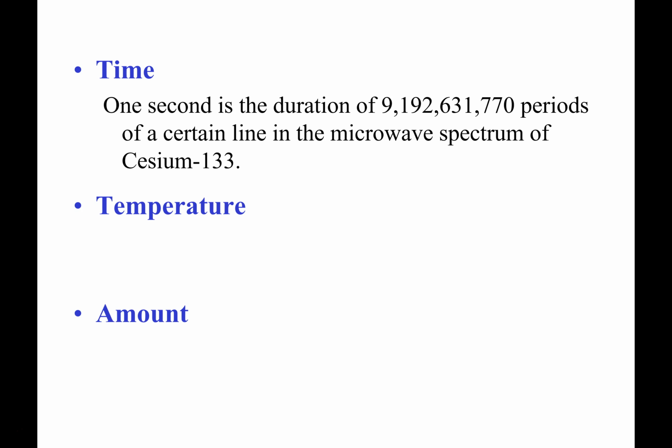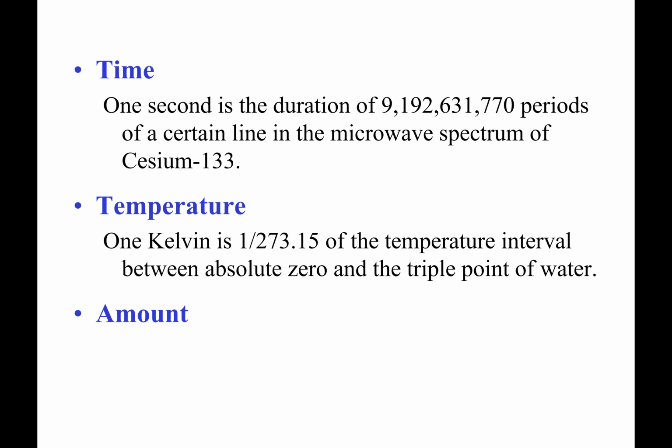There, okay, there's cesium. A neutral cesium atom will have 55 protons and 55 electrons. And those electrons, especially the outermost electrons, can, what we say, transition. And that actually will give a certain amount of energy and a certain amount of time. So anyway, temperature.